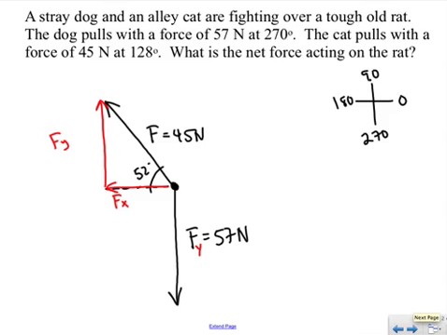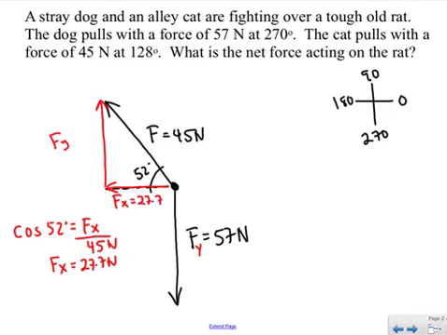So to find the Fx component of that second vector, I'm going to use cosine. Cosine 52 degrees is going to equal Fx over 45 newtons. And so Fx is going to equal, when I punch it out in my calculator, 27.7 newtons. And I'm just going to write that right on my diagram here, 27.7 newtons.